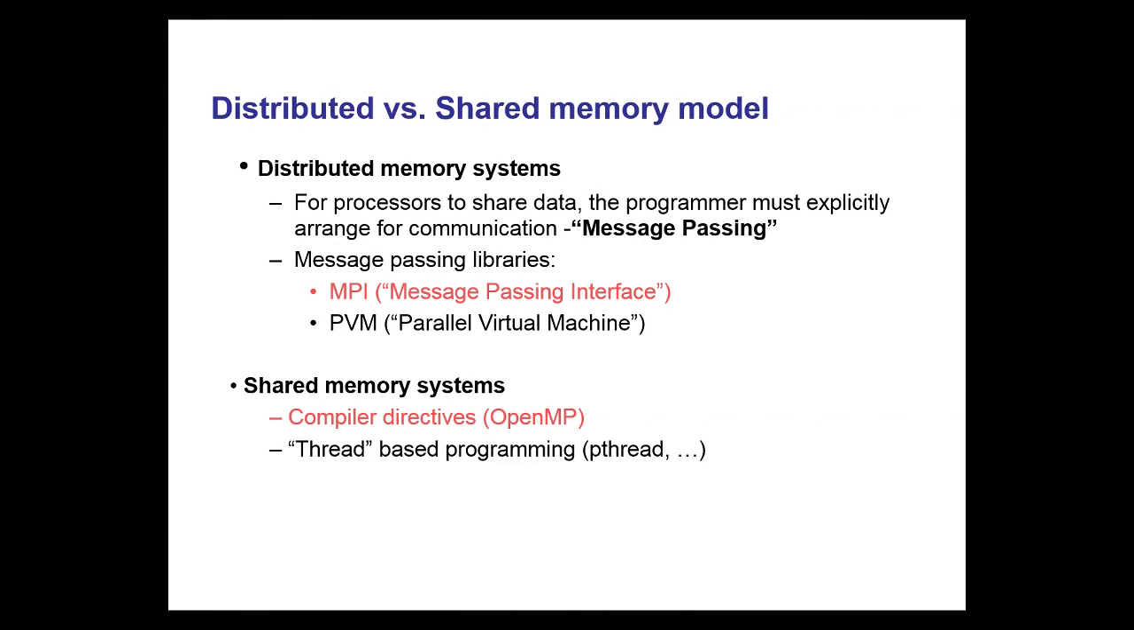And the other way is shared memory systems. What we're talking about today is OpenMP, which uses compiler directives. And the other way that is still quite popular is called P-thread. It's the same idea and basically the same program model, with a little bit different programming syntax. Okay.